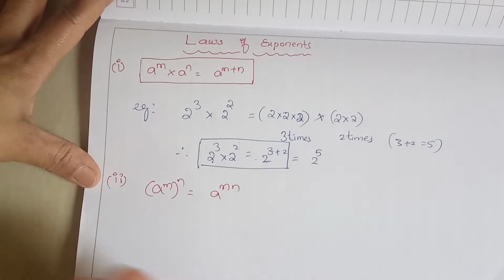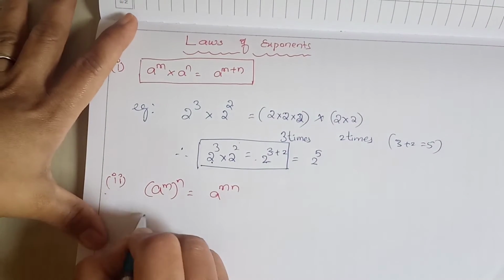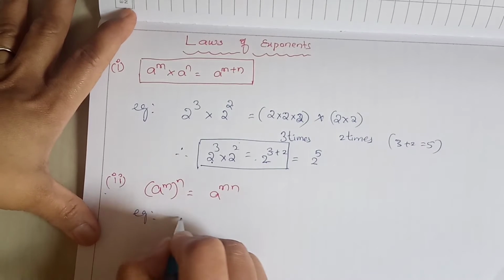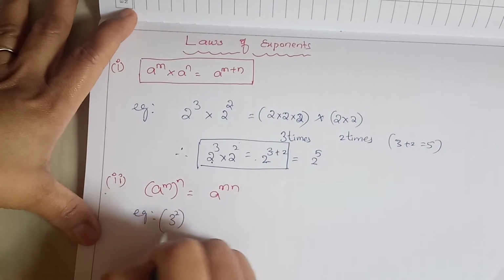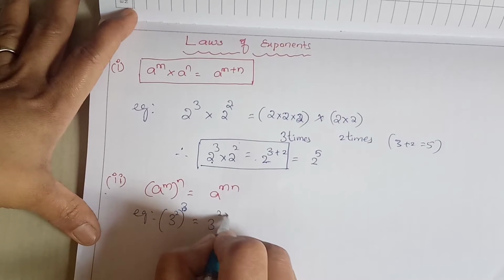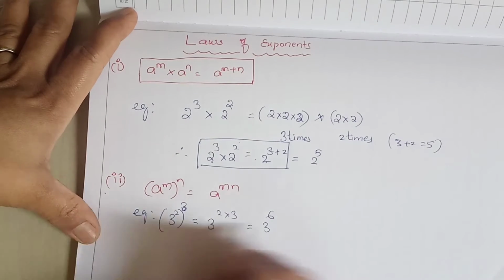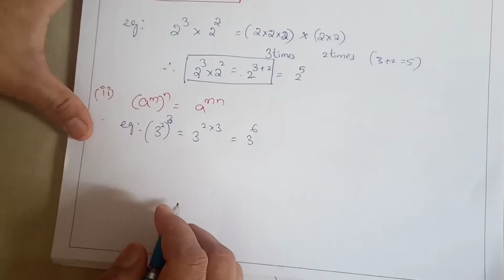I will explain with an example here also. Suppose 3 square whole cube. So 3 to the power 2 into 3. How much? 3 to the power 6. Actually this is the answer.